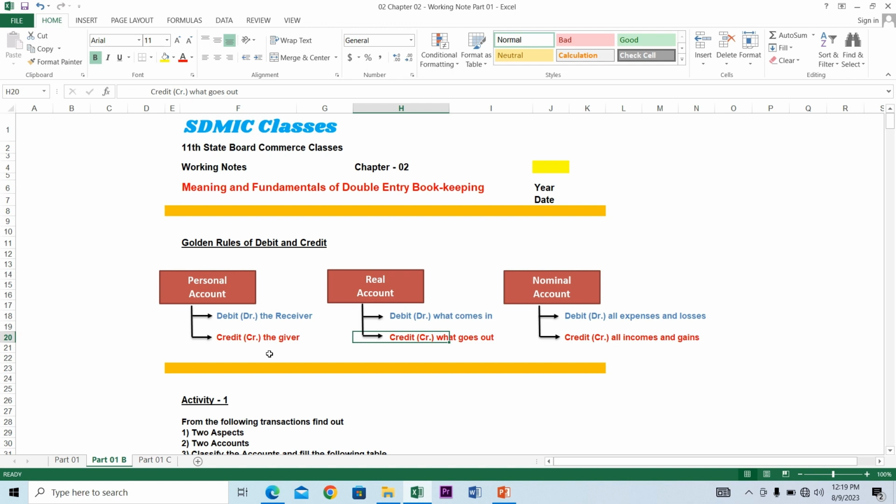Debit all expenses, and cash account is a real account. Okay. So credit what goes out. See this rule. Here the first rule came here and the second rule came here.